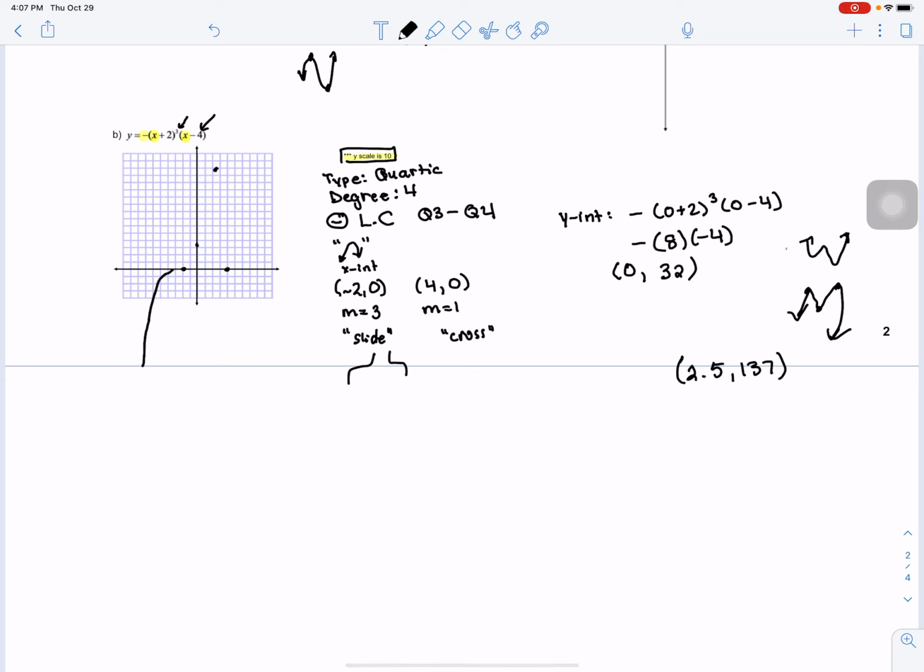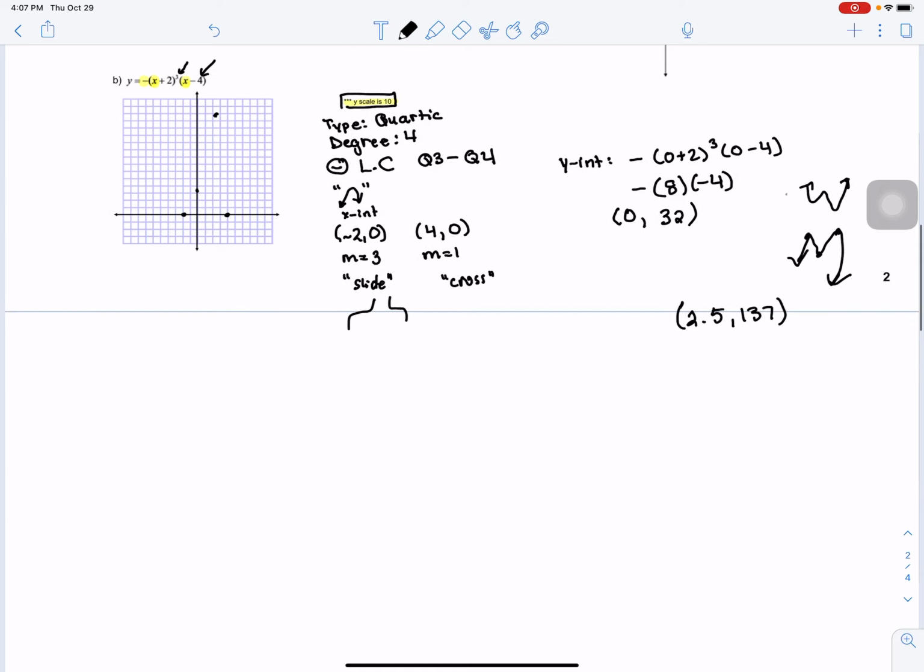So it does a cross, it has to go up, across through that point, and then come back down without my shaky hand in there. Okay, so down, slide, up, cross, down.